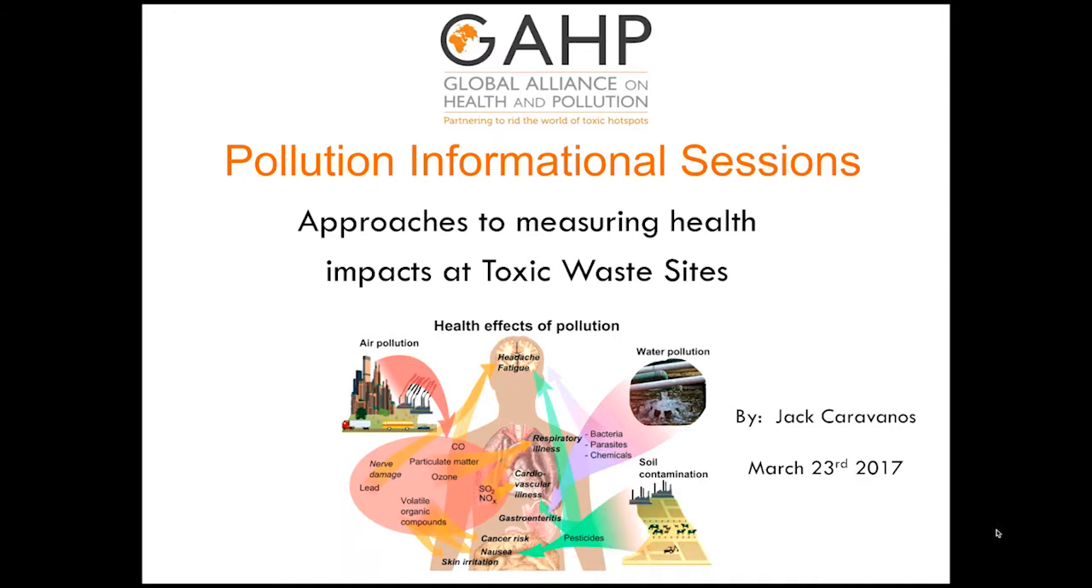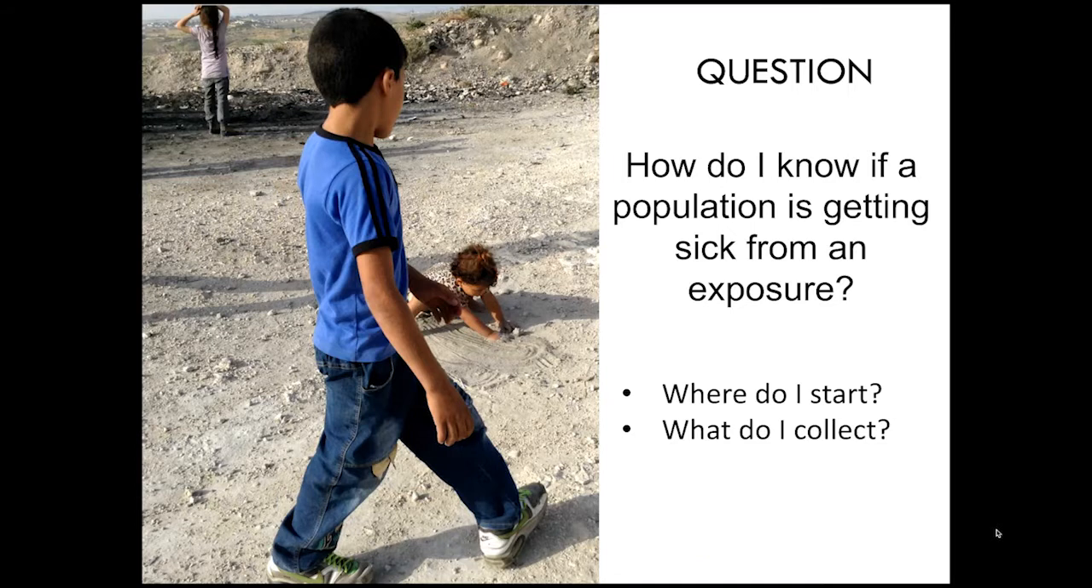So essentially, the question we're asking is, how do we know if a population is getting sick from an exposure? We have a child playing in lead-contaminated soil, children playing in this area. We can measure contamination. We can measure biomarkers in the blood. But how do we measure disease? Where do we start? And what information do we collect?